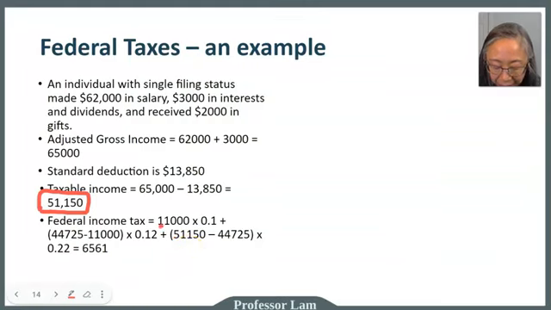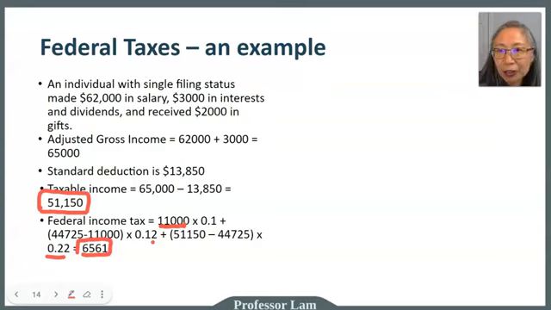The first $11,000 at 10%, so that's 0.1, and then the next, which is the $33,725. So we subtract $11,000 because we already paid 10% on the $11,000. We don't pay that again. And that's at 12%. And then finally, $51,000 minus $44,725. The reason we subtract that is because we already paid tax on the first $44,725. $11,000 is at 10%. The next $33,725 at 12%, and then the remaining is at 22%. So this is the amount that you owe in federal tax.